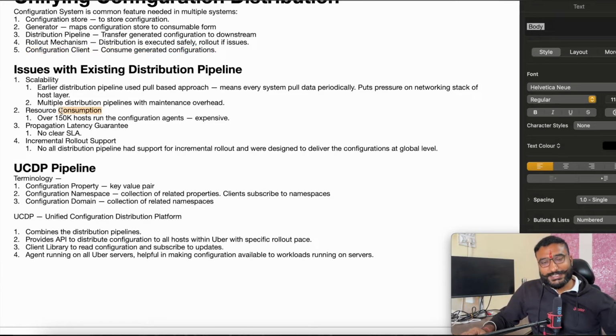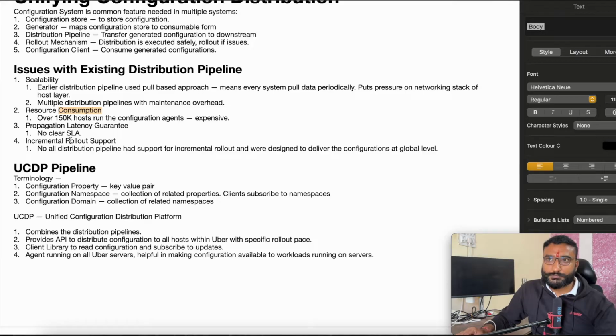Resource consumption. Again, since multiple clients are pulling for the configurations, the calls are being made from different hosts, or 150k hosts, and it increases. It's again related to our first point.